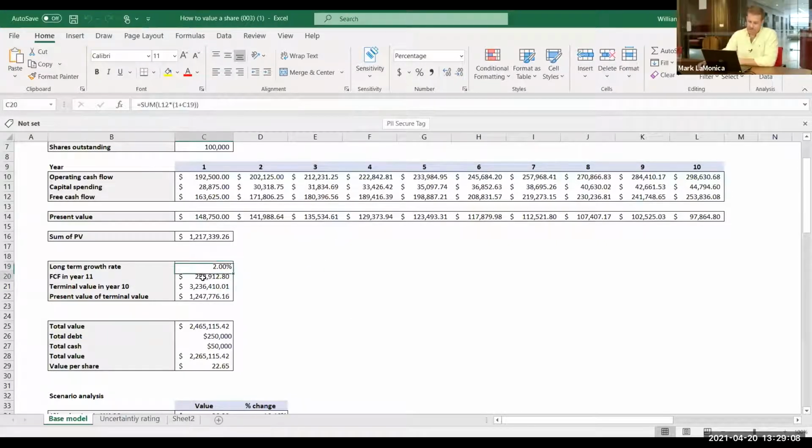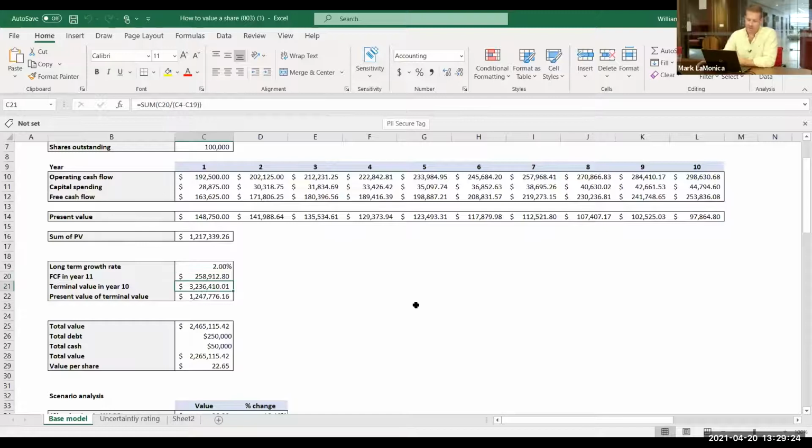So 2%, we've got the free cash flow in year 11. All I've done is I've taken year 10. I have not gone up 5% from that. I've gone up 2% on that. So we've got free cash flow in year 11.